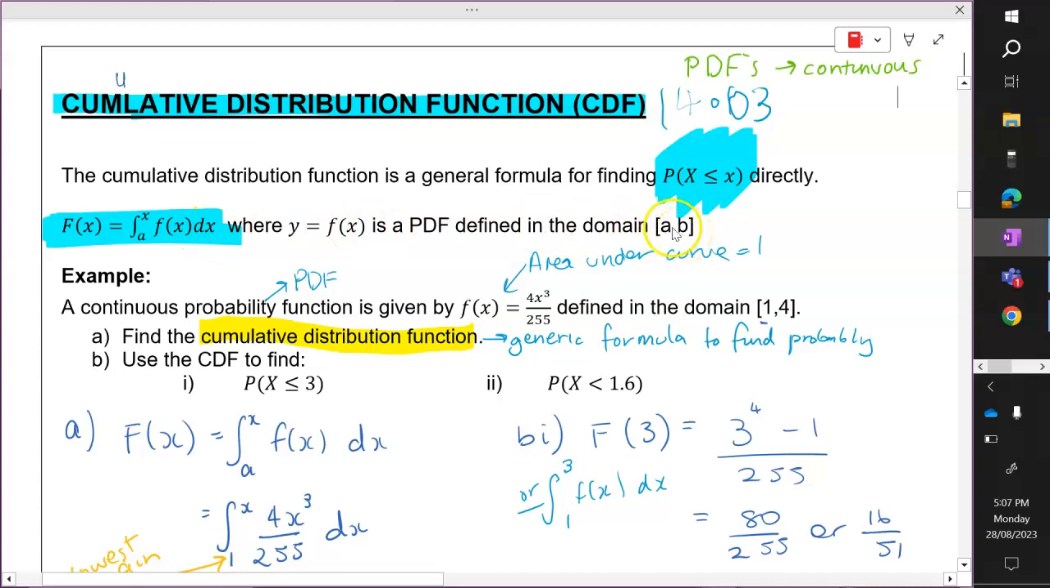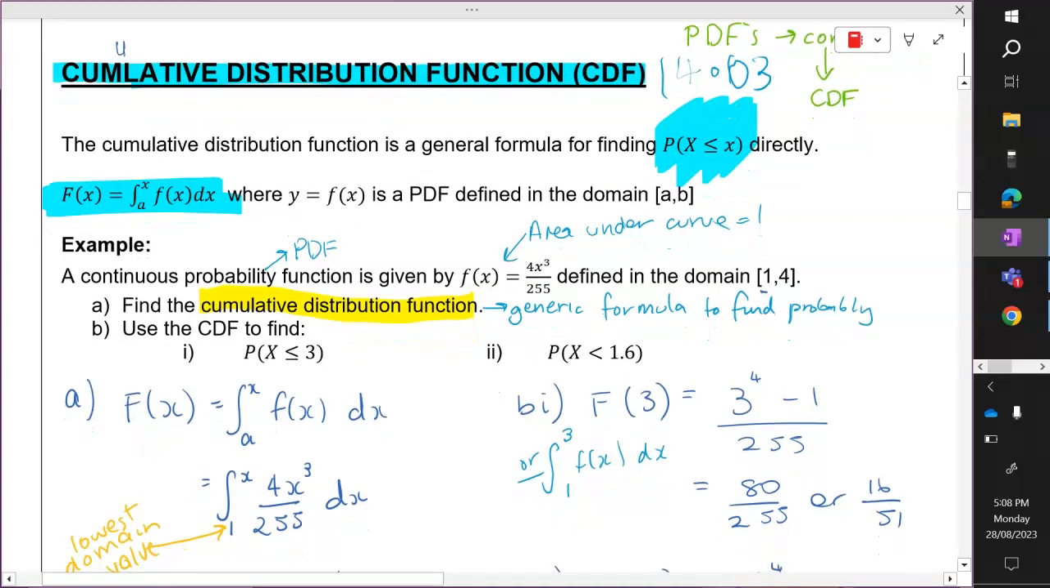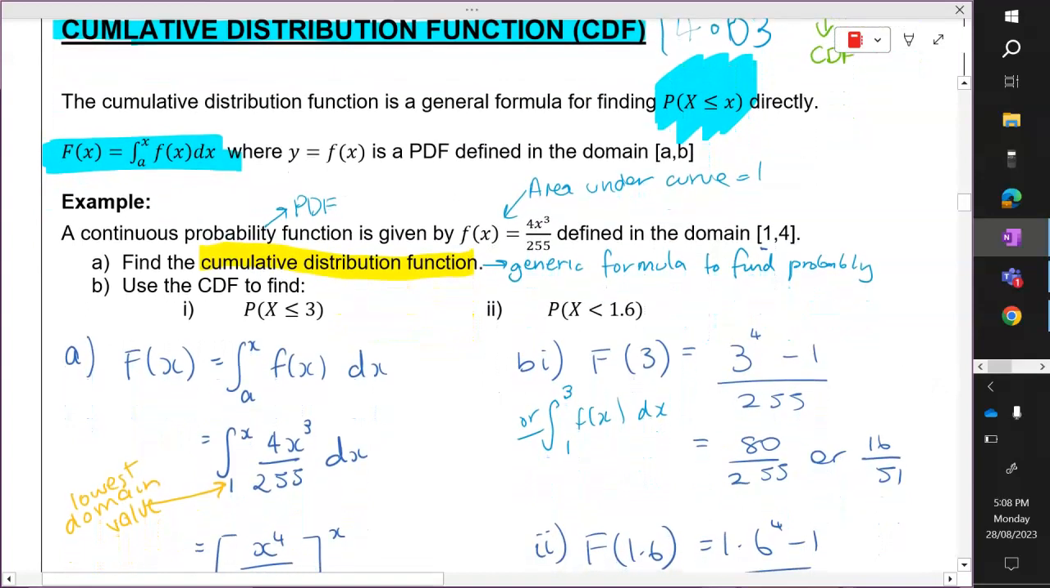Now what we're going to do is pop a as our lower value, and the x stands for any value of x within that domain a to b. And we don't know what that's going to be, and that's going to give us a general formula that we can use to figure out the area under the curve. So this is looking at cumulative distributions. So we're going to get a type of continuous PDF, and it's going to be called a CDF, or a cumulative probability distribution.